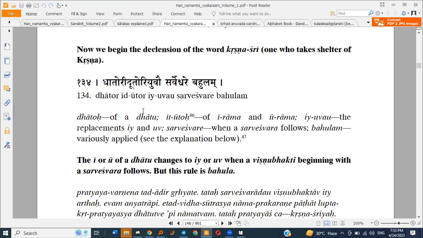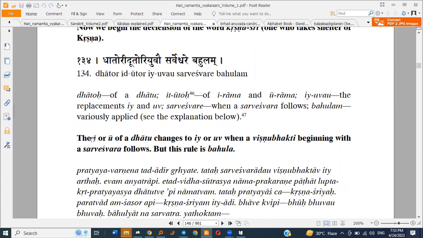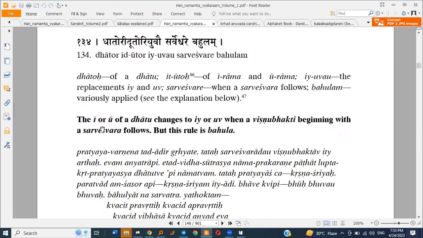Dhator Idutor Yuvau Sarveshware Bahulam. This sutra says the long E or the long U of a dhatu changes to E or U when a Vishnu Bhakti beginning with the Sarveshwara follows, but this rule is Bahula.